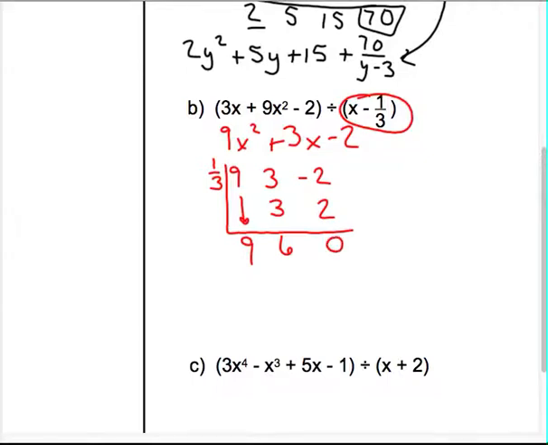My original polynomial that I started dividing into had a power of 2, so my 9 right here will be a 9x, because we're going to have 1 degree lower than what I started with, plus 6, and this time there was no remainder. So x minus 1/3 goes into 9x squared plus 3x minus 2 evenly.